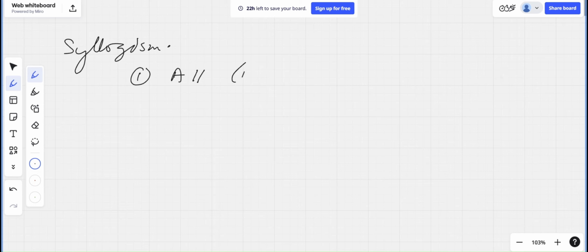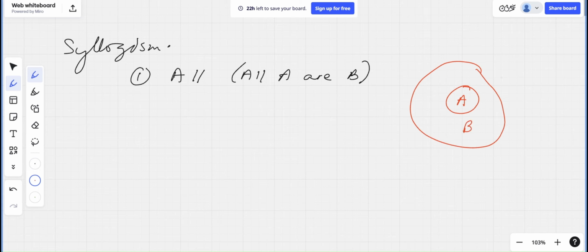For example, all A are B. If it says all A are B, you write A like this, and all A are B. This is basically the chart. Do you get it? I hope you understand. All means it engulfs everything, it eats up everything. Since it says all A, B is bigger, so B is eating everything of A.